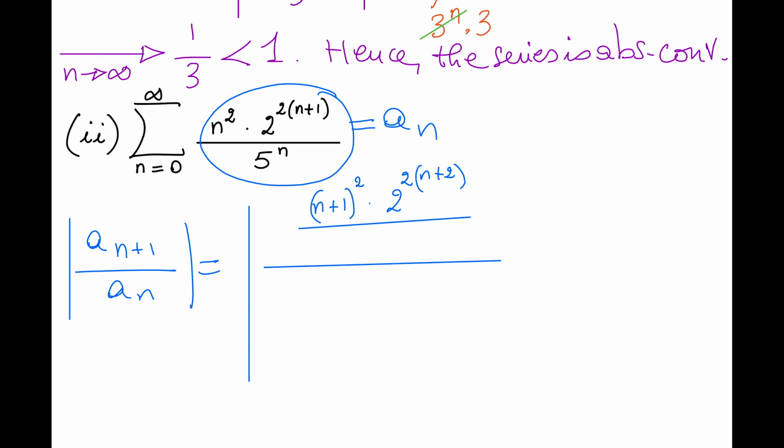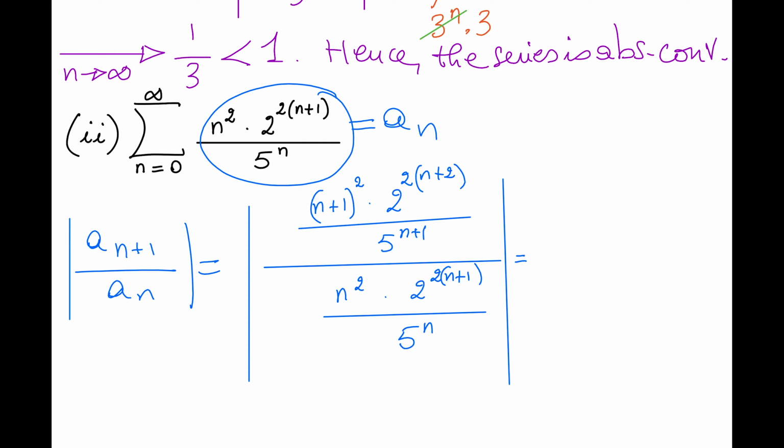Divided by 5 to power n plus 1. And divide by an downstairs. So it's an, it's this guy. So n squared times 2 to power 2n plus 1 divided by 5 to power n. Right? So this is the ratio, absolute value of this ratio. The absolute value here is not doing any job. You can simply erase it because all the terms are positive here.